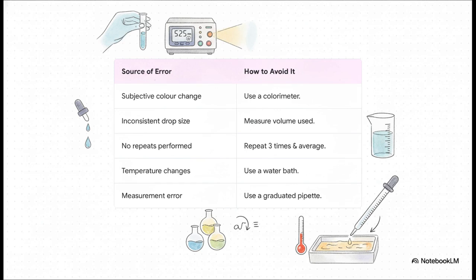So instead of just kind of guessing a color change, you could suggest a colorimeter for a proper reading. Instead of just counting drops, you measure the exact volume.